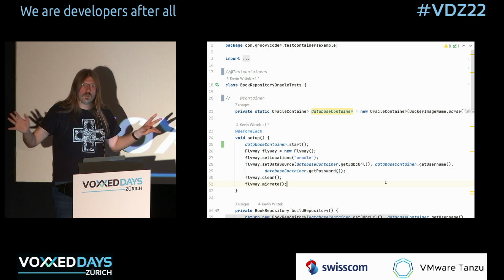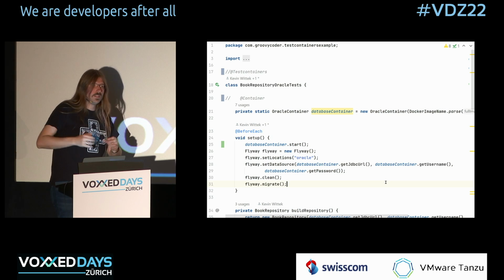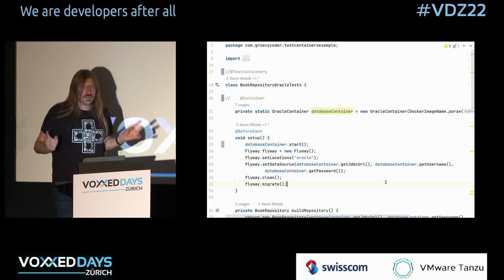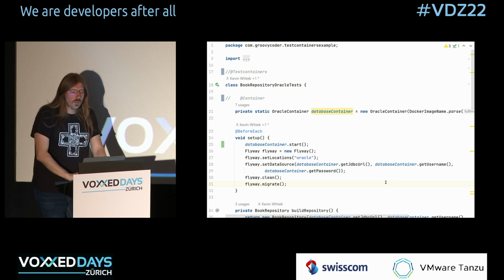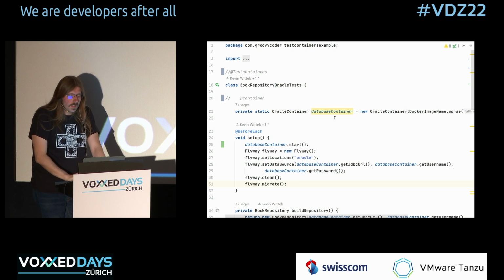Yeah, it's a complete drop-in replacement. You don't have to configure anything for Testcontainers. And for the test code itself, it's completely transparent still, yeah? It feels like everything is on localhost for the test code, yeah?